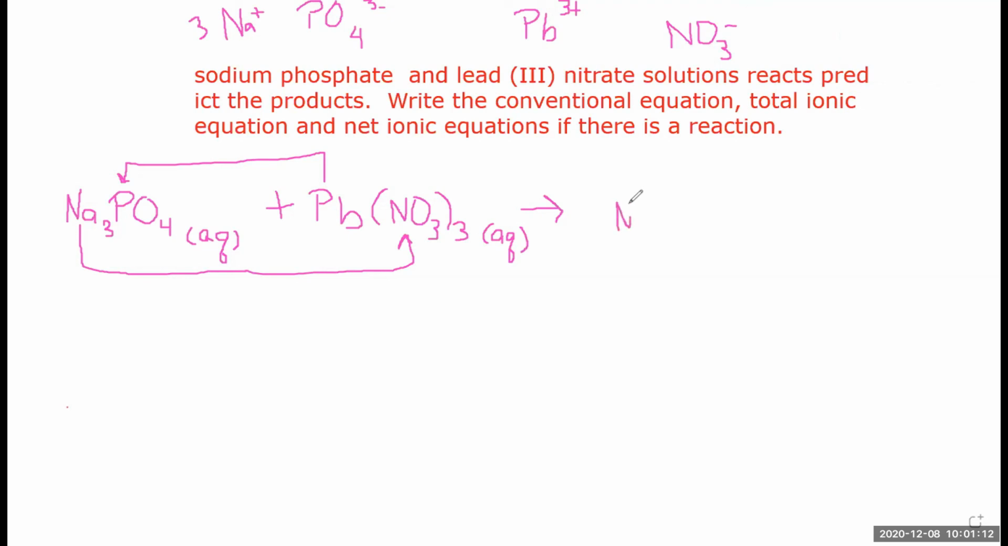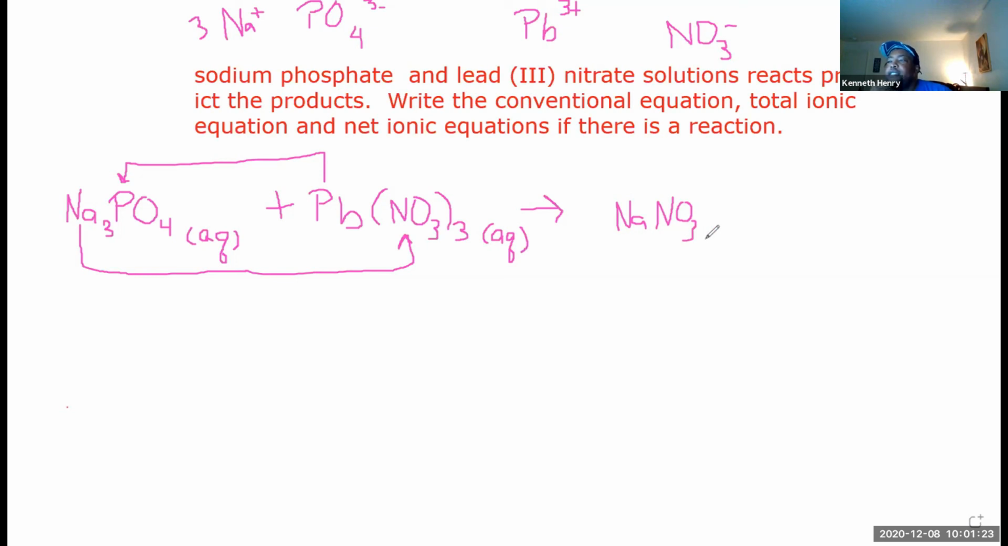NaNO3. Are the charges balanced here? We have a +1 and a -1. So yeah. Wait, this is where I get confused, because the Na has a 3, so what happens to that? We worry about that at the end. We use those coefficients to adjust that. Oh, okay.